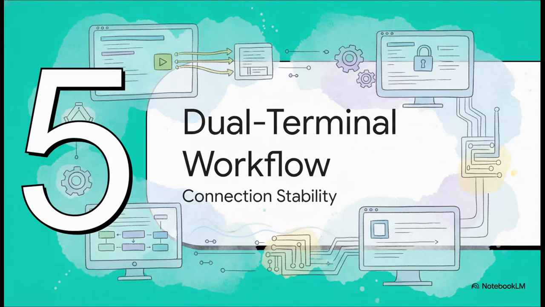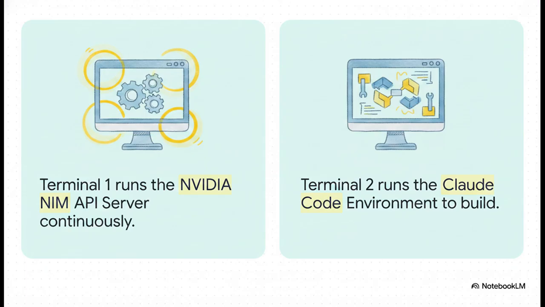Section 5. Dual Terminal Workflow. The secret to connection stability. To keep everything stable, you're going to manage two separate terminal windows side by side. Terminal 1 is entirely dedicated to your NVIDIA NIM API server. It must continuously run in the background, totally untouched. Terminal 2 is your actual Claude Code environment. This is the active window where you'll type your prompts, run the coder, and actually build your projects. Managing these two windows is the absolute key to this workflow.